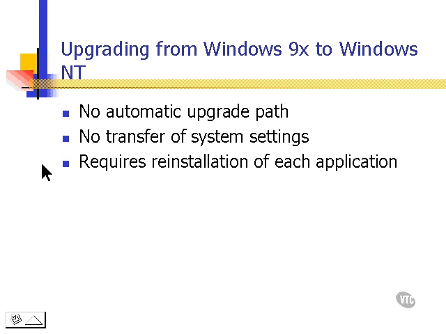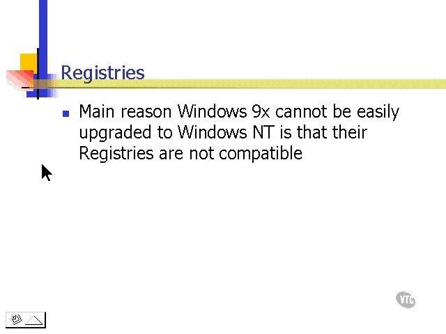The main reason that it's not a simple upgrade is that the registries don't match. The Windows 9X registry cannot be easily converted to the Windows NT registry because the registries are incompatible. One of the reasons that the registries are incompatible is because Windows NT can use some different file systems that Windows 9X cannot use. And we'll talk about what those file systems are and the advantages of the new file systems in the next section.